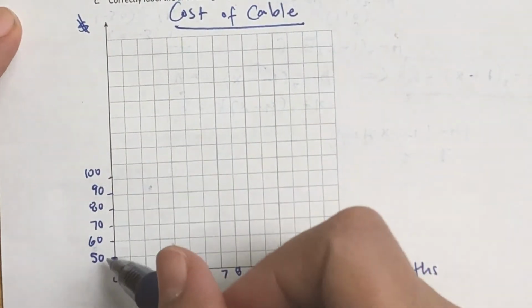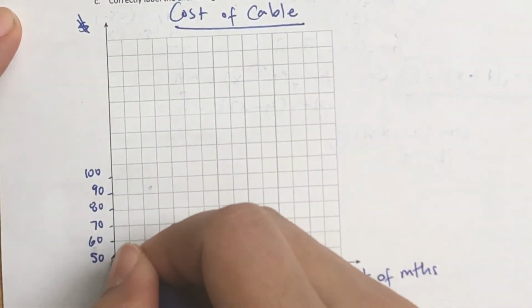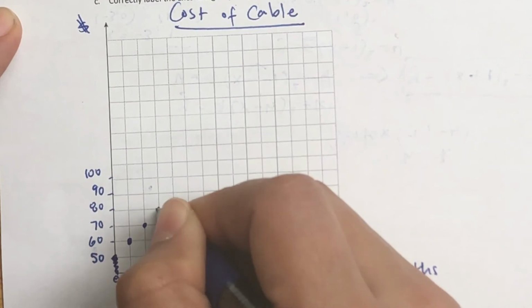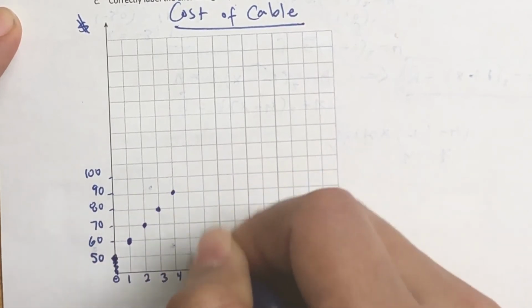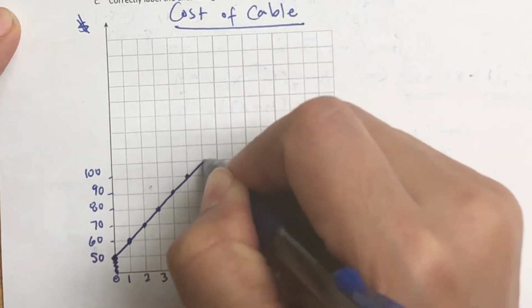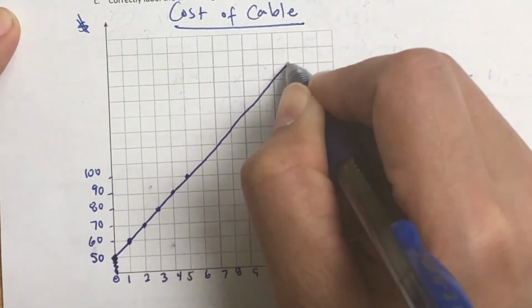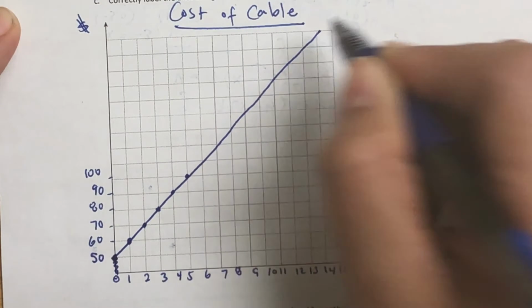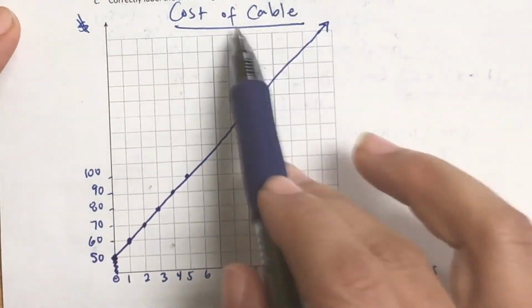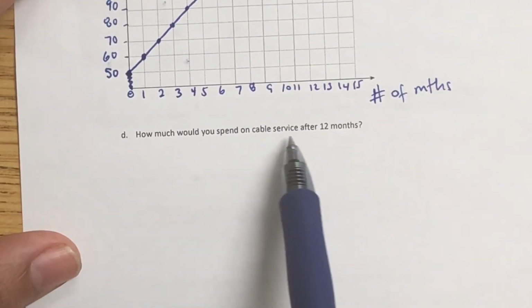All right, so 0 months was 50. First month was 60. Second month was 70. Third month was 80. Fourth month was 90, and so forth. So we're going to have a line going through all these corners all the way to the top. Bam. So correctly label, give the title. Okay, done. All right, question is, how much would you spend after 12 months?